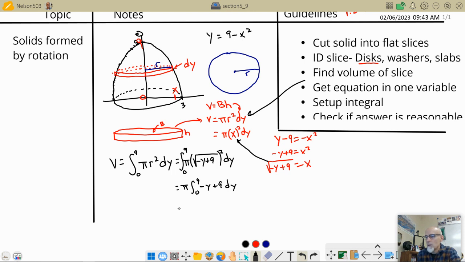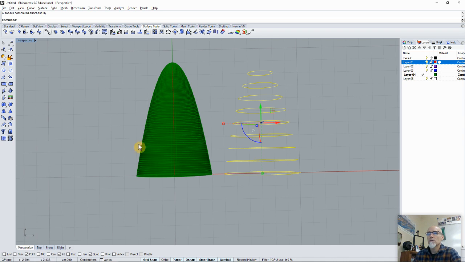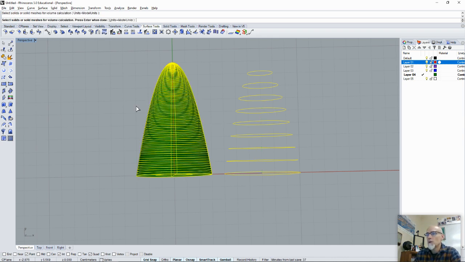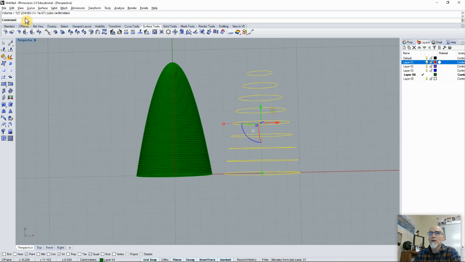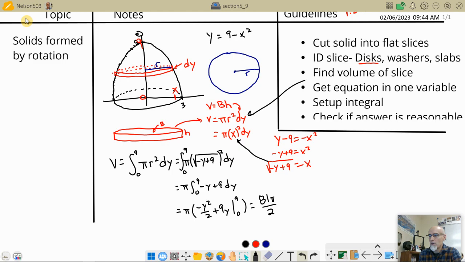Now we're going to take the antiderivative. So I get pi times, let's see, that's going to be negative y squared over 2, and then plus 9y. And I want to evaluate it from 0 to 9. I'm going to skip some of the arithmetic, and I ended up with 81 pi all over 2. That came out to be approximately, let's go back here and do the volume one more time, when I went to Desmos, it came out to be approximately 127.2 something or other.